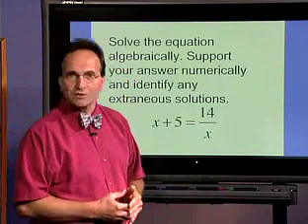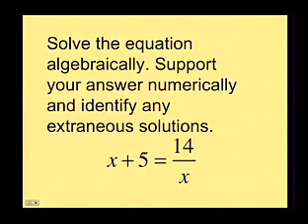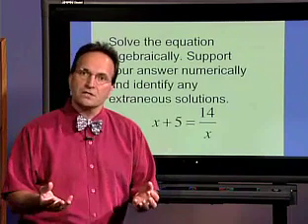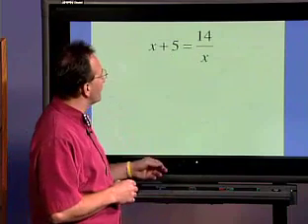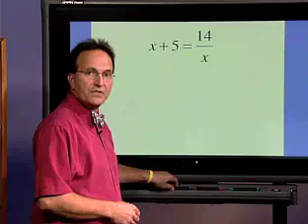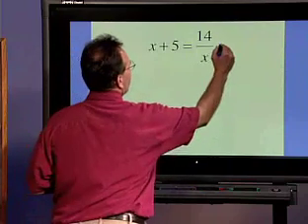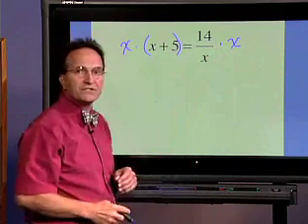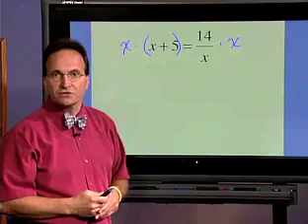Solve the equation algebraically, support your answer numerically, and identify any extraneous solutions. We have x plus 5 is equal to 14 divided by x. To solve this problem, what we need to do is clear the denominators. And what that means is we're going to multiply both sides of this by x. And I'm going to put parentheses around that to make it clear that we must distribute that.